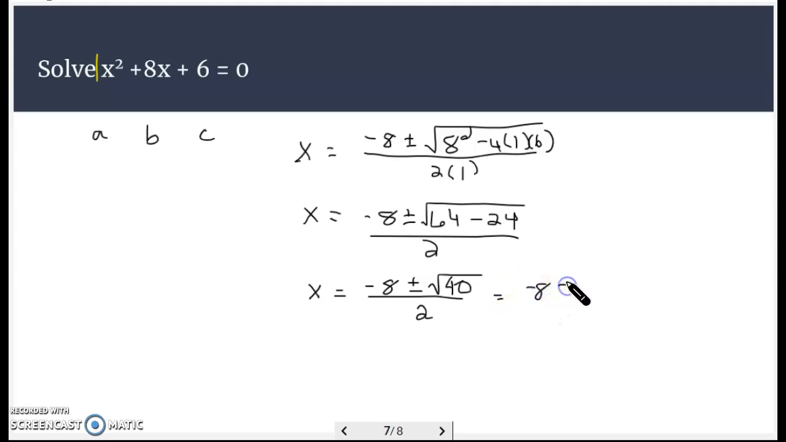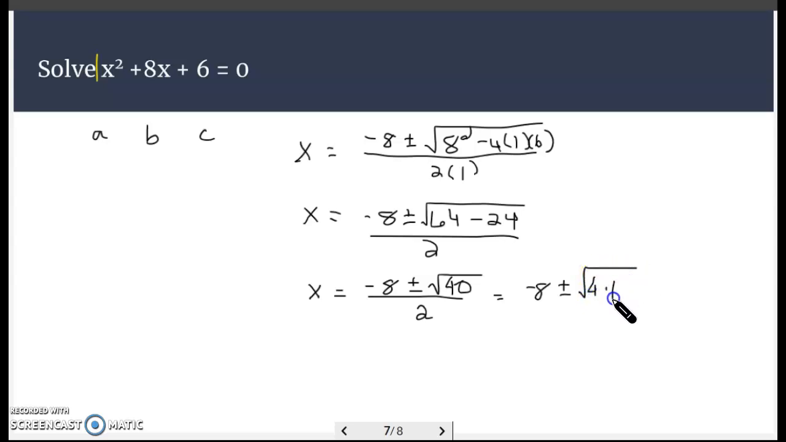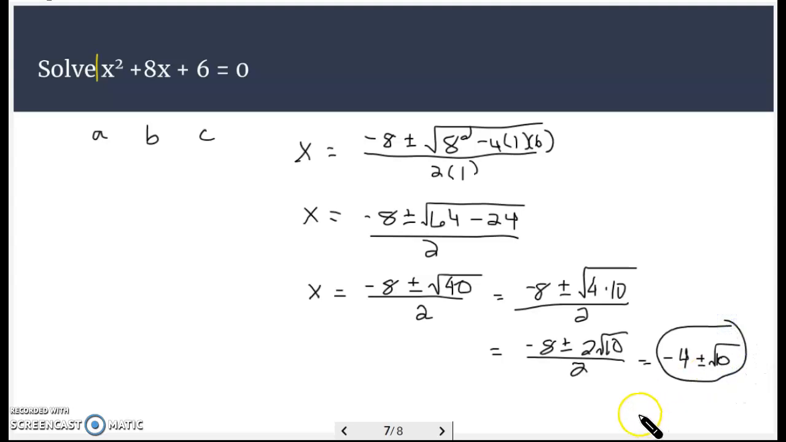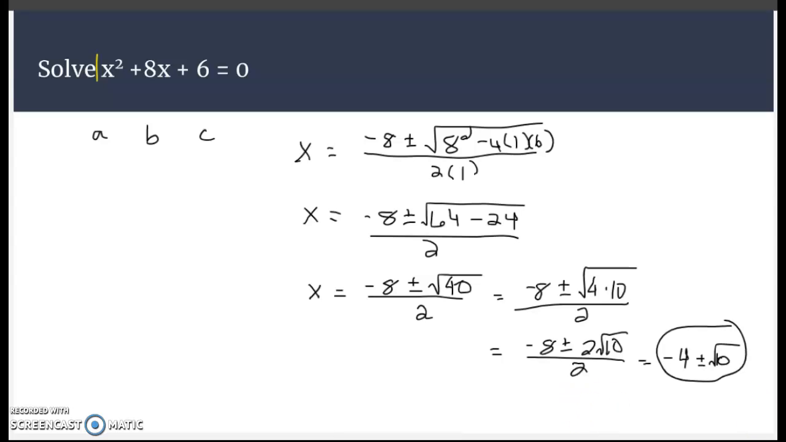We want one of the factors to be a perfect square, and we can do that if we break it down into 4 times 10. We can take the square root of 4, but not the square root of 10. So now we have negative 8 plus or minus 2 square root 10 all over 2. And that simplifies to negative 4 plus or minus square root of 10. And we can figure out those exact decimal answers if you wanted to by plugging it in the calculator. But our two answers, negative 4 plus square root of 10, negative 4 minus square root of 10.